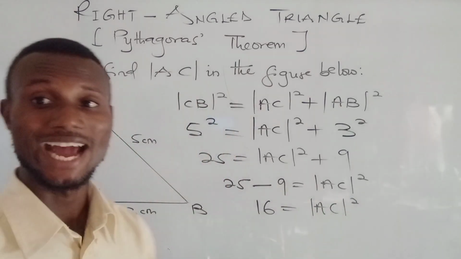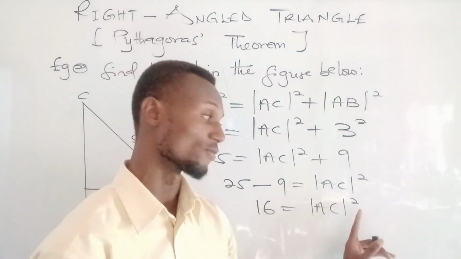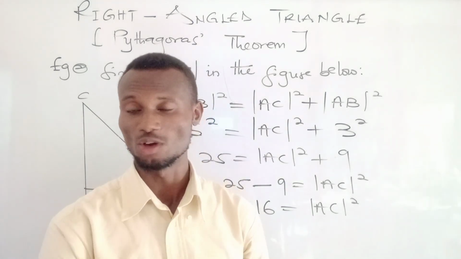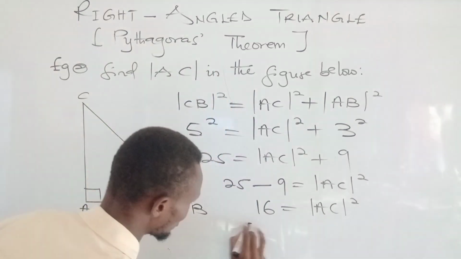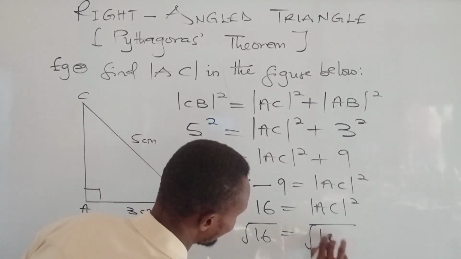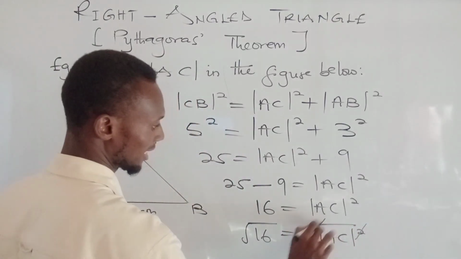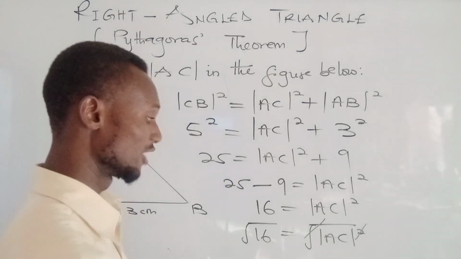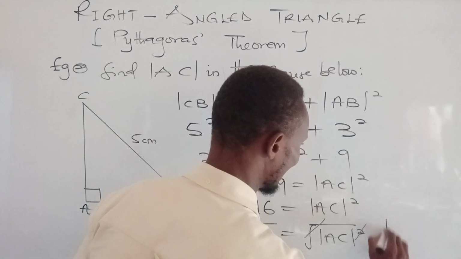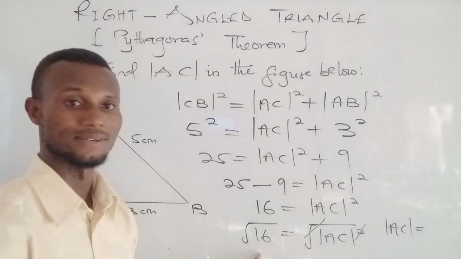And we are looking for line AC, not line AC squared. So you need to do something to get rid of the power 2, which is here. What you can do is to take the square root of both sides. So I'm going to take the square root of the 16 here equals, then I'll take the square root of line AC squared also, so that this power 2 here can cancel the square root sign. So you have, let me continue from this side, your line AC to be equal to the square root of 16, which is 4.